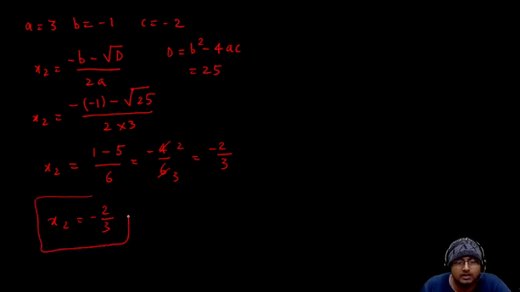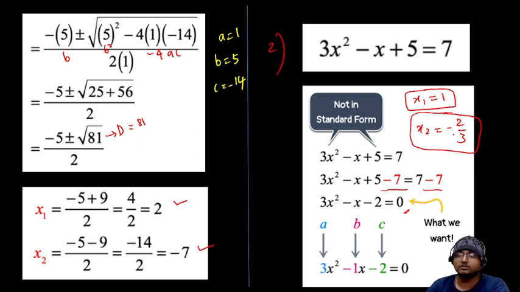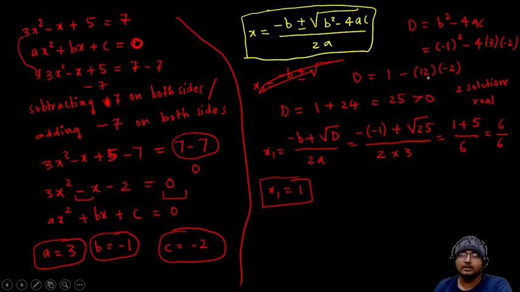Okay. For your confirmation, we got x1 is equal to 1 and x2 is equal to minus 2 by 3. These are the values. x1 equal to 1 and x2 equal to minus 2 by 3 are the roots of this quadratic equation. If you substitute these values here also, you will get the correct answer, I mean, it will satisfy. If you substitute here 1, 3 minus 1 is 2, 2 plus 5 is 7, so hence it satisfies. Like that, all roots will satisfy the quadratic equation. Okay, so that's the example.